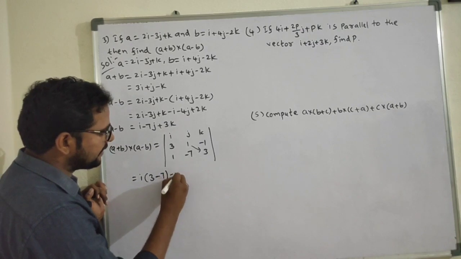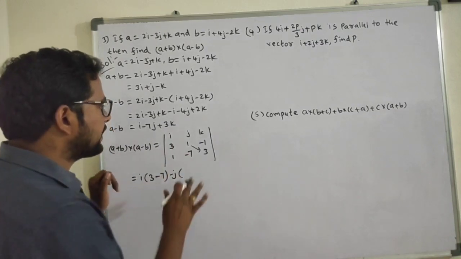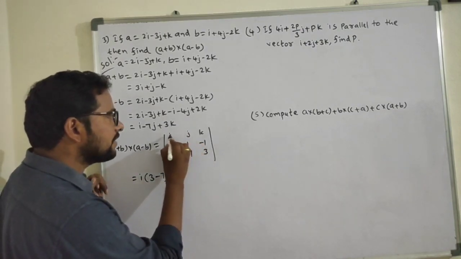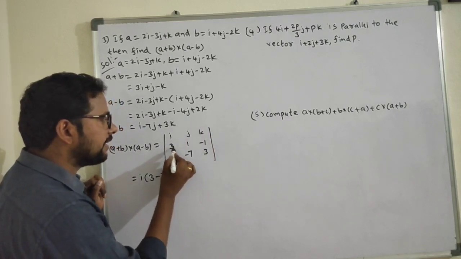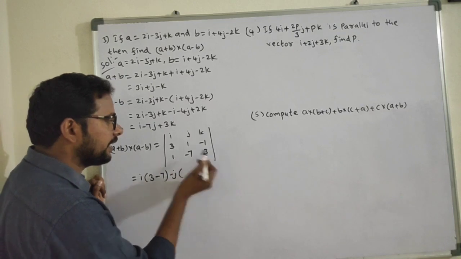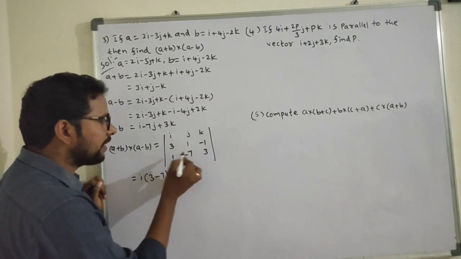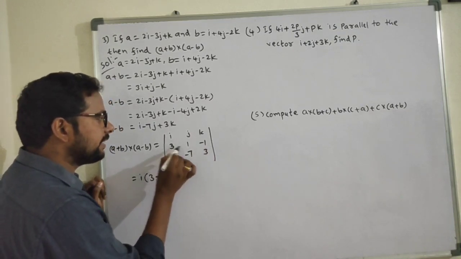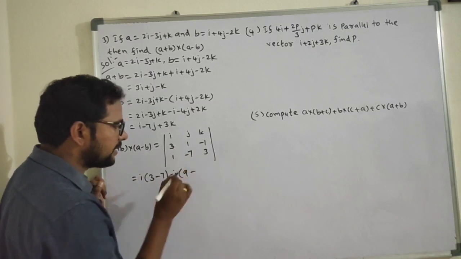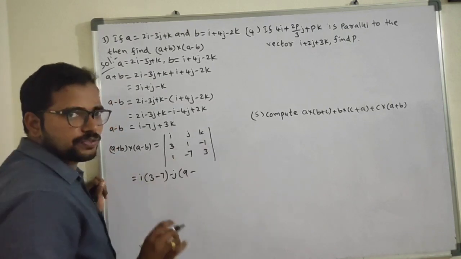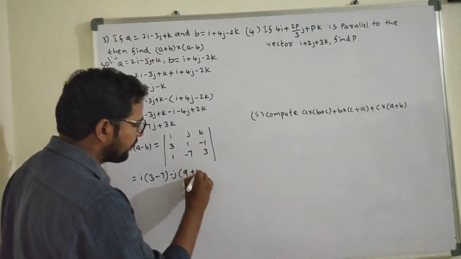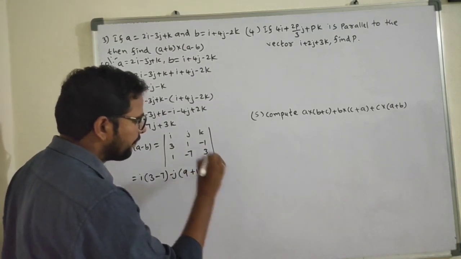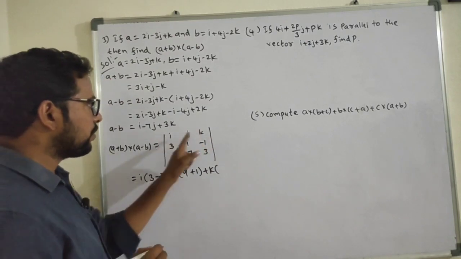Next take the minus sign, minus j. Next, j lies in the first row, second column. Delete the first row, second column. The remaining elements are 3, minus 1, 1, 3. So do AD minus BC. 3 threes are 9, minus 1 into minus 1. Already there is a minus here, so minus into minus becomes plus, plus 1. Plus k into: k lies in the first row, third column.